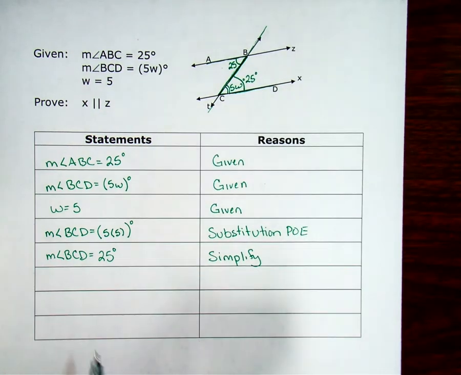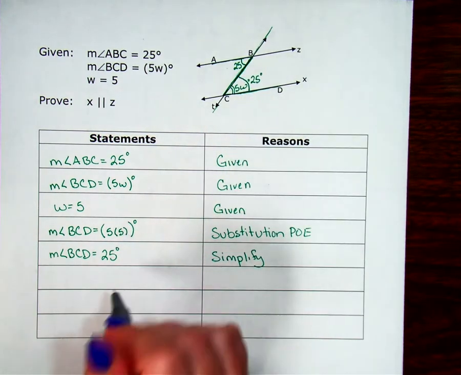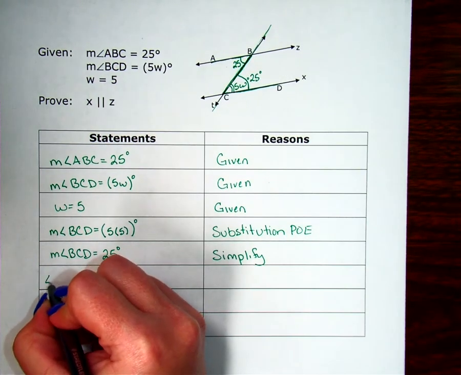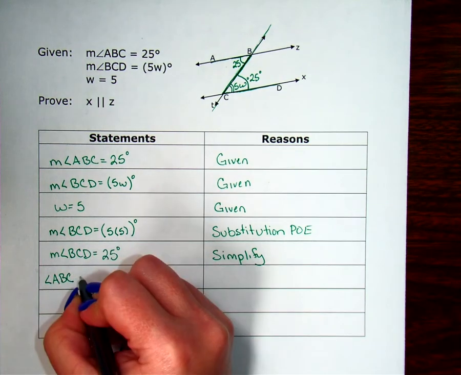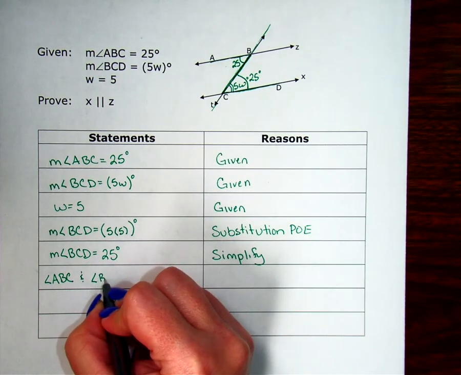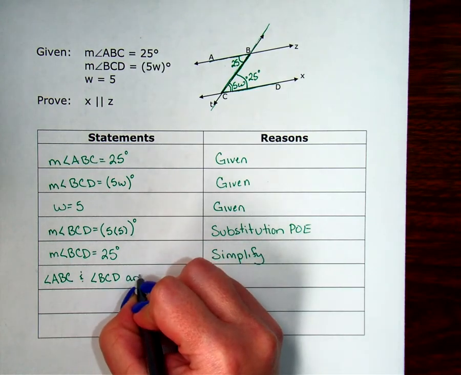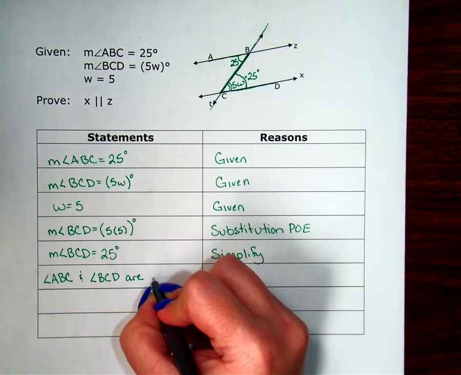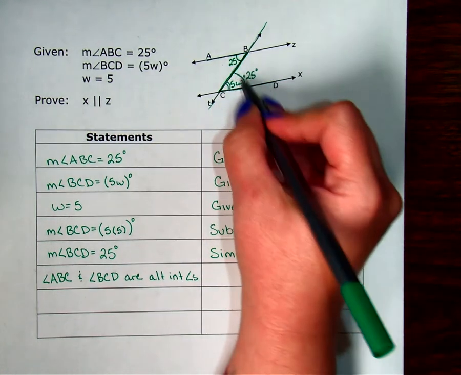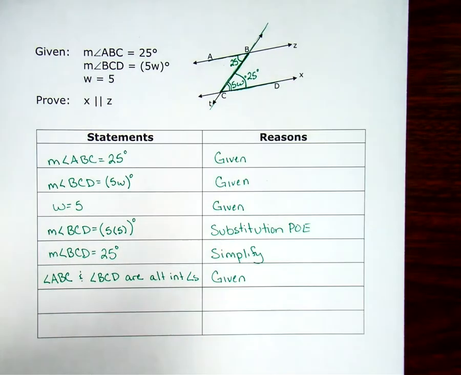I have to write that in my proof. I can't just assume that the person reading the proof will figure that out. So I have to write it down, okay? I have to write down that this angle, angle ABC, and the bottom angle, angle BCD, I have to show that they are alternate interior angles. That is given by the picture, okay, because it's displayed to me in the image that was given as part of the problem.